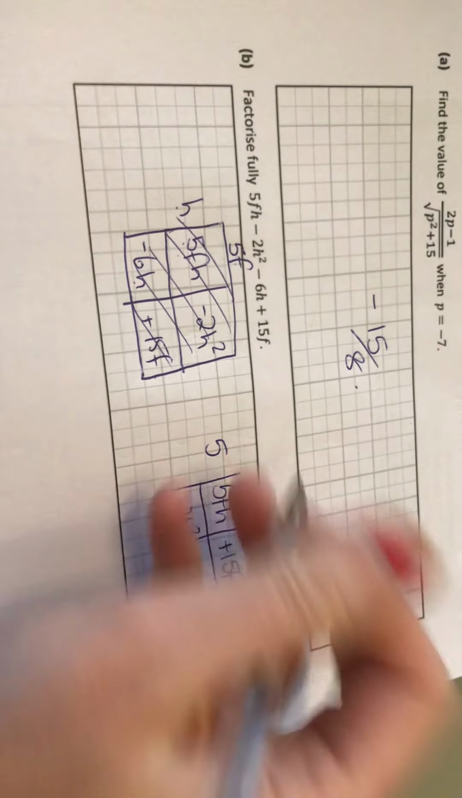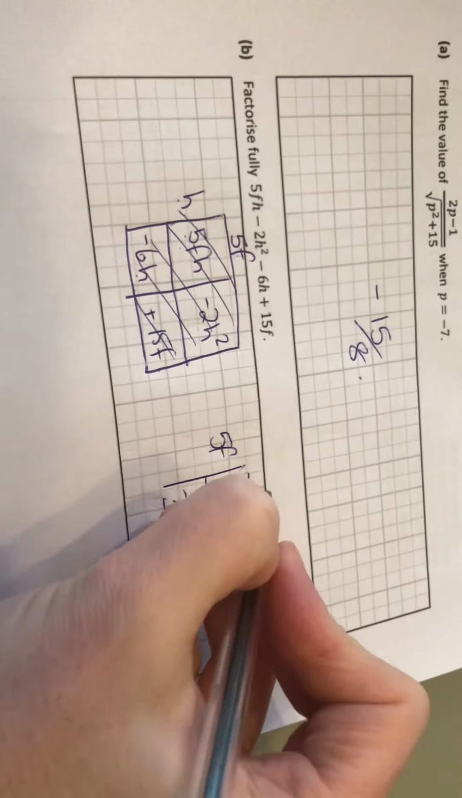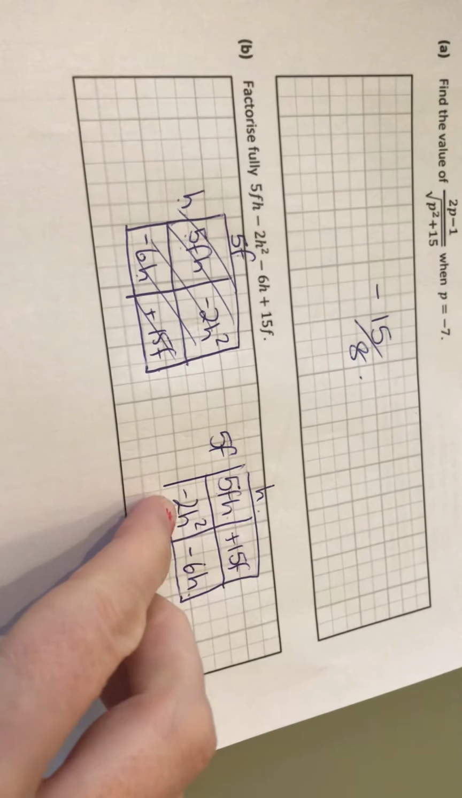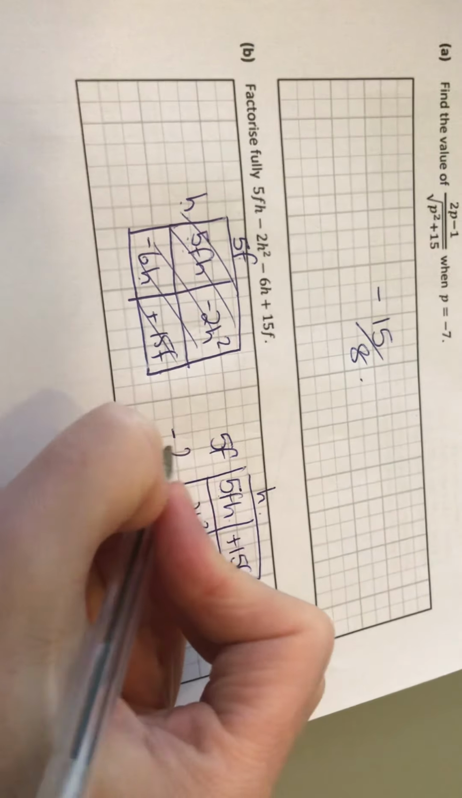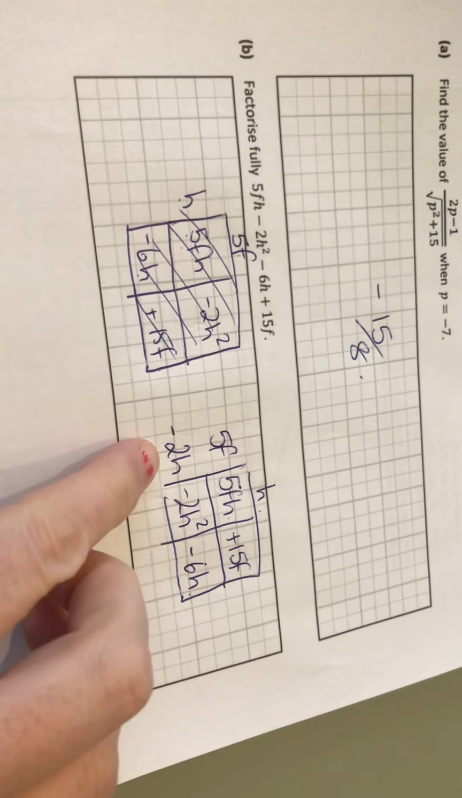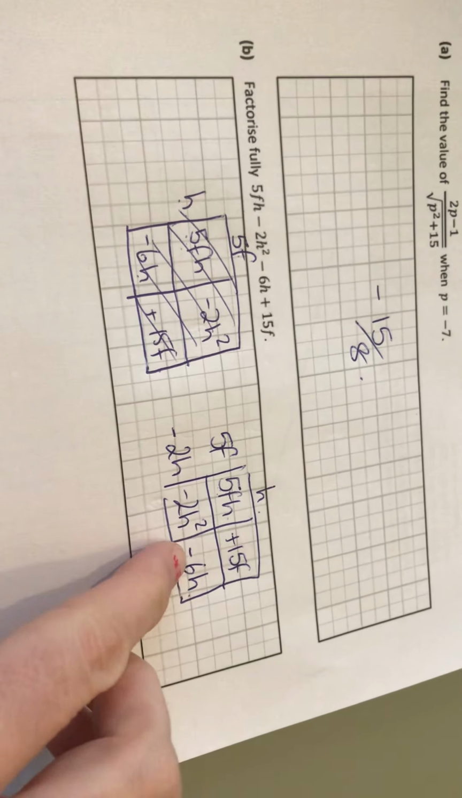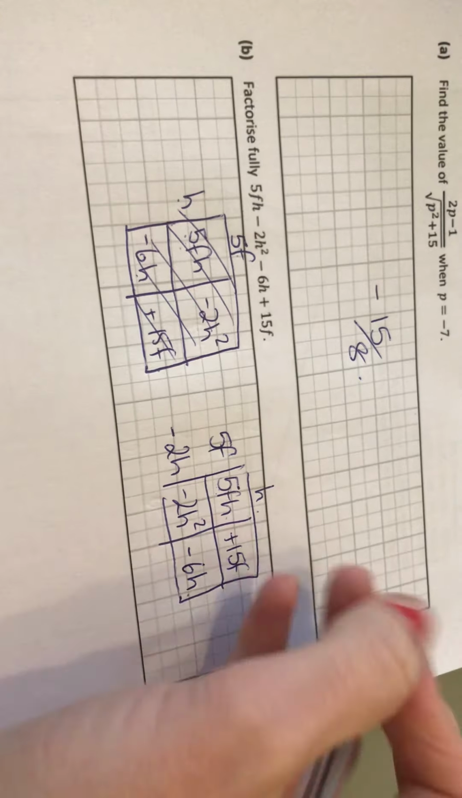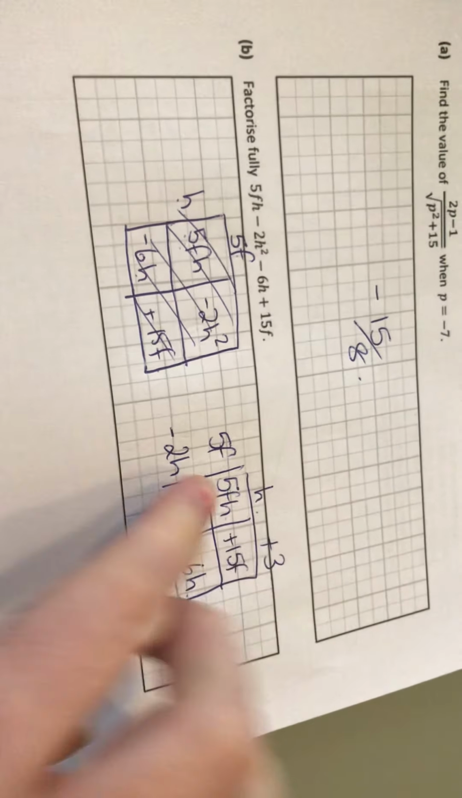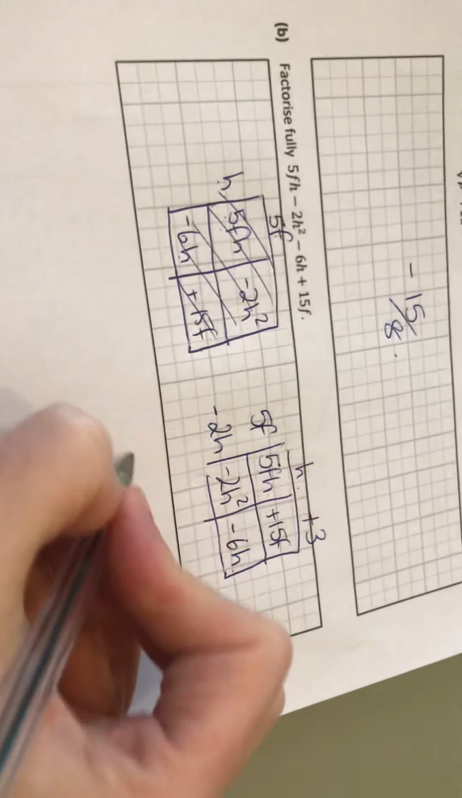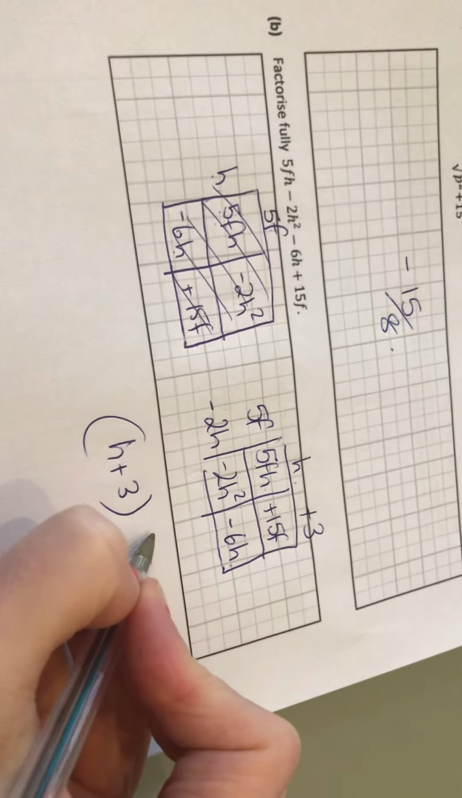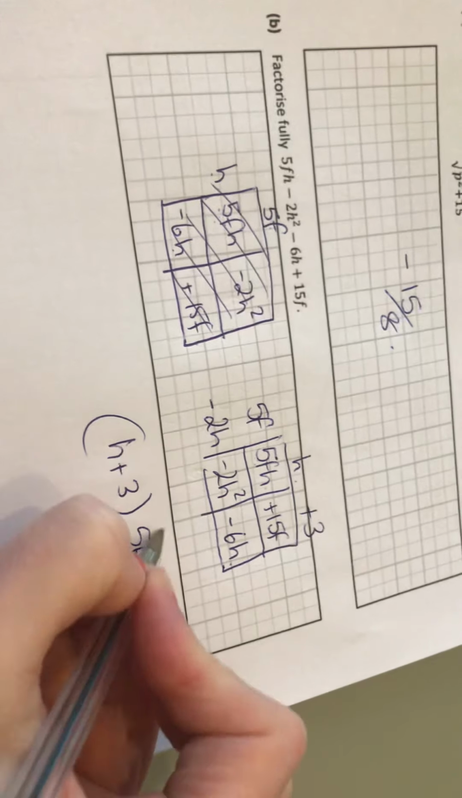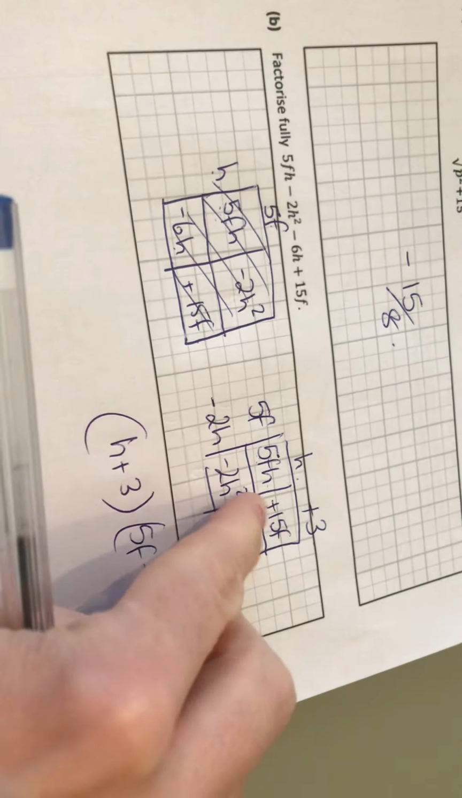5 is in common there, so is f, which means that h is left here. Okay, this is looking much better this time. So that'd be minus 2h. Minus 2h times what would give me a minus 6, be a plus 3. And would that work there? Brilliant. Yes, it does. Okay, so my two factors are h plus 3 and 5f minus 2h. You always take the signs that are here.